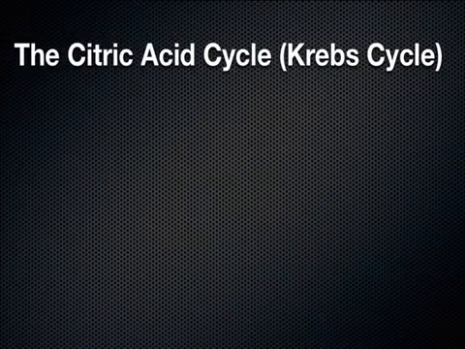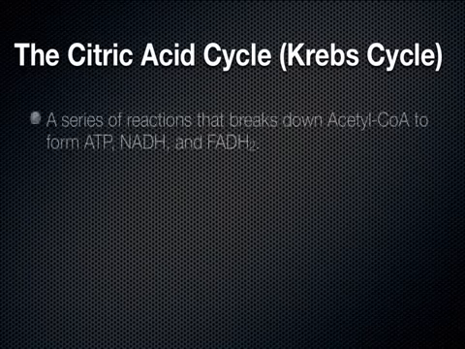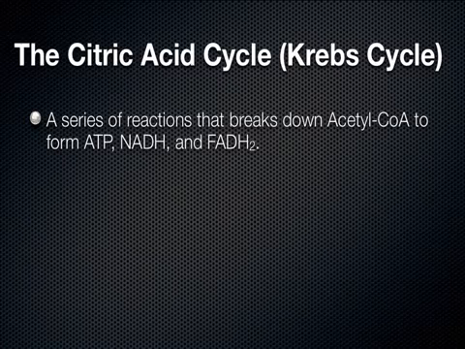Citric acid cycle. Okay, we've gone through the intermediate stage. We've combined with coenzyme A to form acetyl-CoA, and now we're going to the citric acid cycle. The citric acid cycle is a series of reactions that break down the acetyl-CoA. It's breaking down acetyl-CoA to form these things that we're forming now.